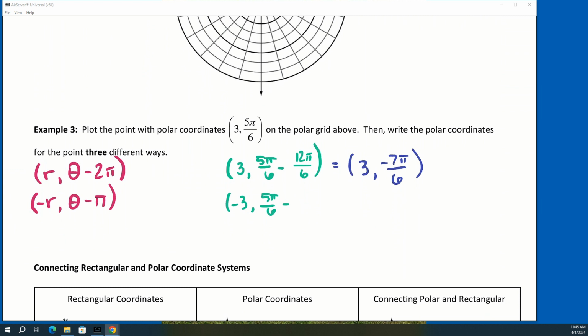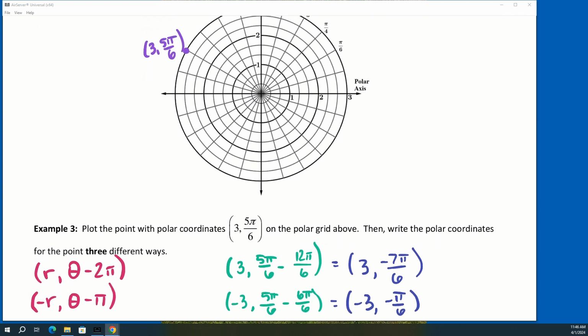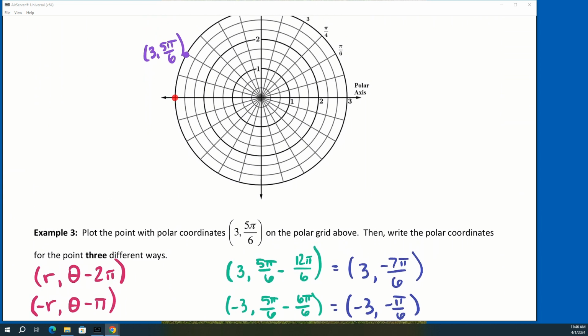So for a denominator of 6, pi is going to be 6 pi over 6. And so that would be -3 and negative pi over 6. All right. So what that means is we would go to -3, and then we would rotate pi over 6 in the negative direction, which is the clockwise direction, and we would end up at that exact same point again.